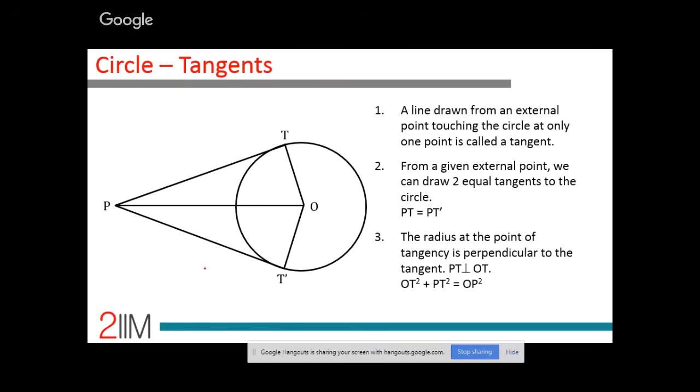Then you move on to tangents. From a point outside the circle, you can draw 2 tangents to the circle and only 2 tangents. The 2 tangents will be equal in length. The tangent is perpendicular to the radius at the point of tangency, where the tangent meets the circle. At that point, if you draw the radius, the tangent will be perpendicular to the radius. Right? So again, we have Pythagoras theorem: OT square plus PT square is equal to OP square.